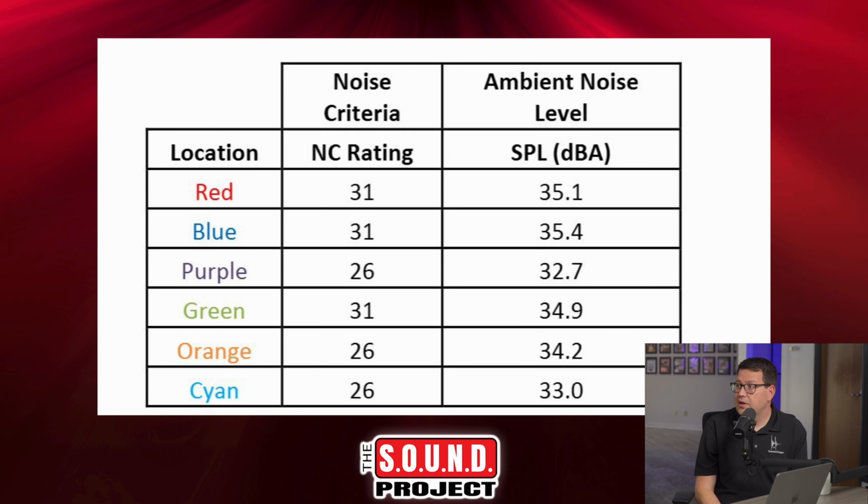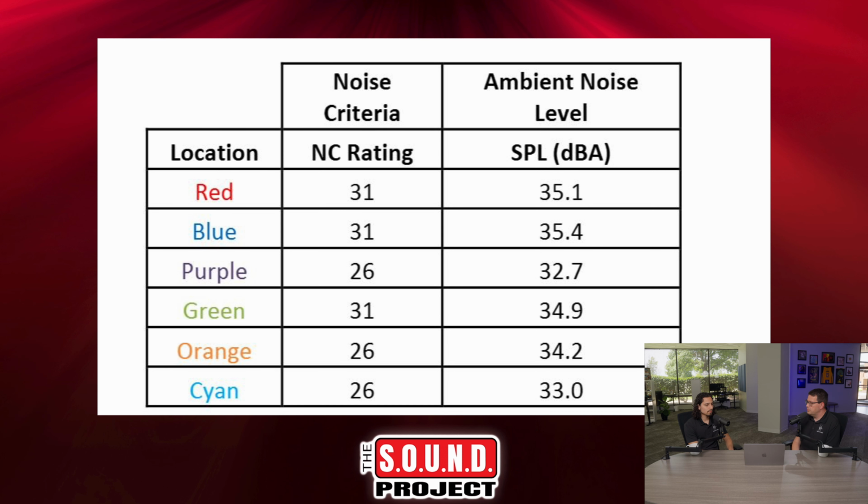We also measured noise criteria in the room, and this is just a measure of how loud the room is with just HVAC systems and things like that running. This ranged from 26 up to 31, which is right in the range of what a church should be. When we're doing studios, we like to have that number between 15 to 20 if we can. But for a church environment, this is right within range.